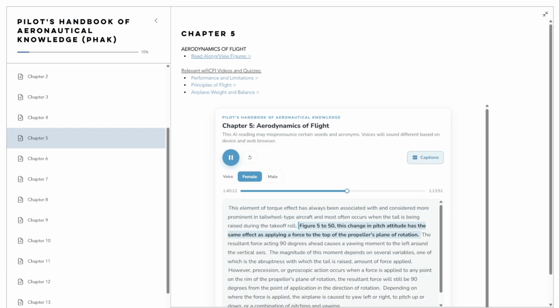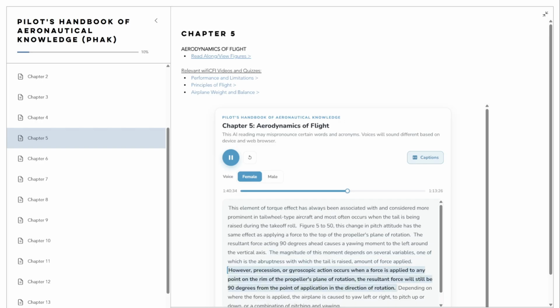Figure 5-50. This change in pitch attitude has the same effect as applying a force to the top of the propeller's plane of rotation. The resultant force acting 90 degrees ahead causes a yawing moment to the left around the vertical axis. The magnitude of this moment depends on several variables, one of which is the abruptness with which the tail is raised, the amount of force applied.